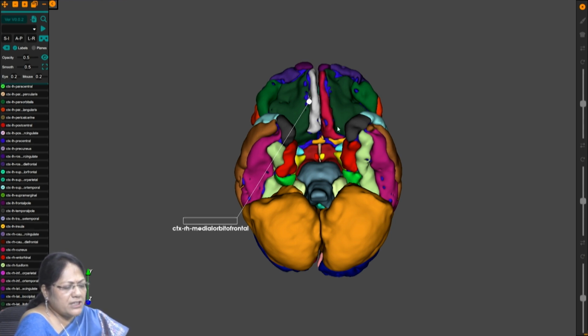This part, which overlies the orbit, is termed the orbital part of the inferior surface of the cerebral hemispheres, and this whole part belongs to the tentorial part of the inferior surface of the cerebral hemispheres.